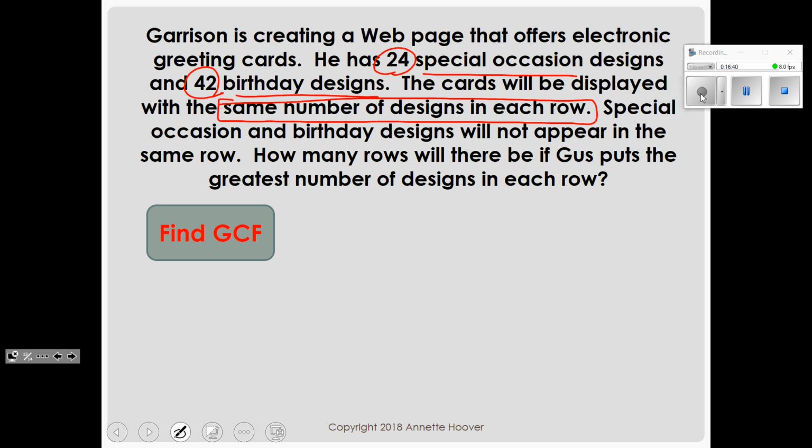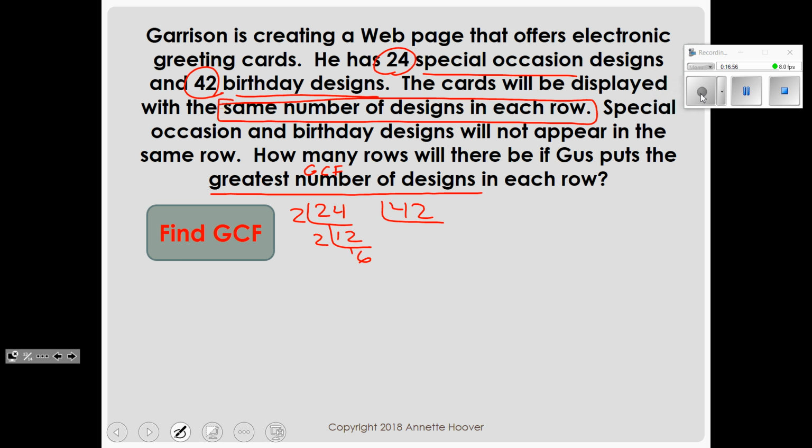Again, here's some clue words. The greatest number of designs in each row means we're looking for greatest common factor. So we have the numbers 24 and 42. Maybe you can look at those two numbers and know what the greatest common factor would be. If you do not, you need a method to figure it out.